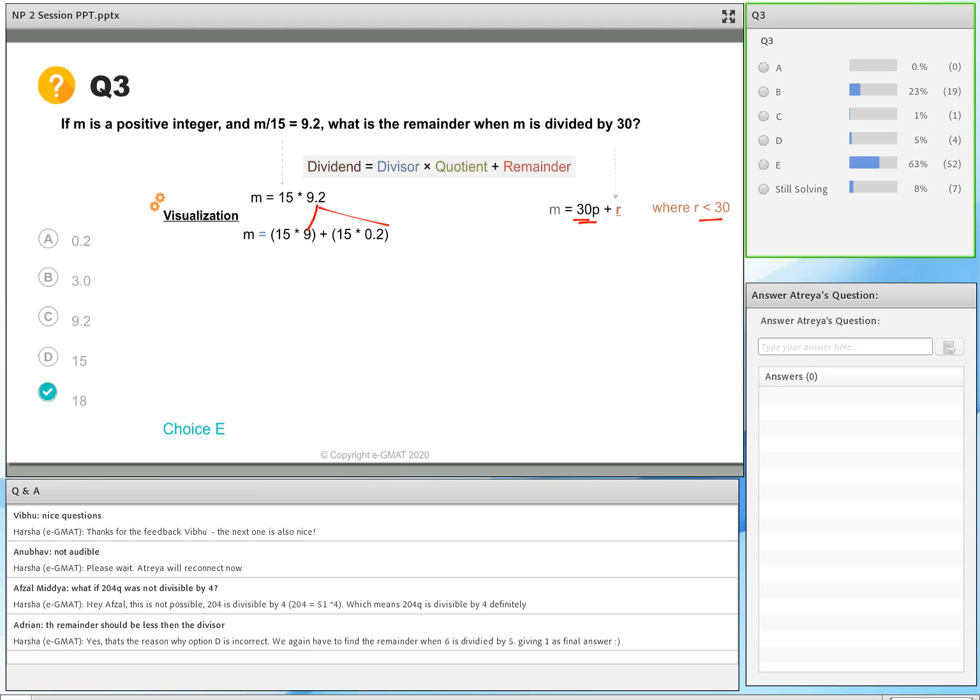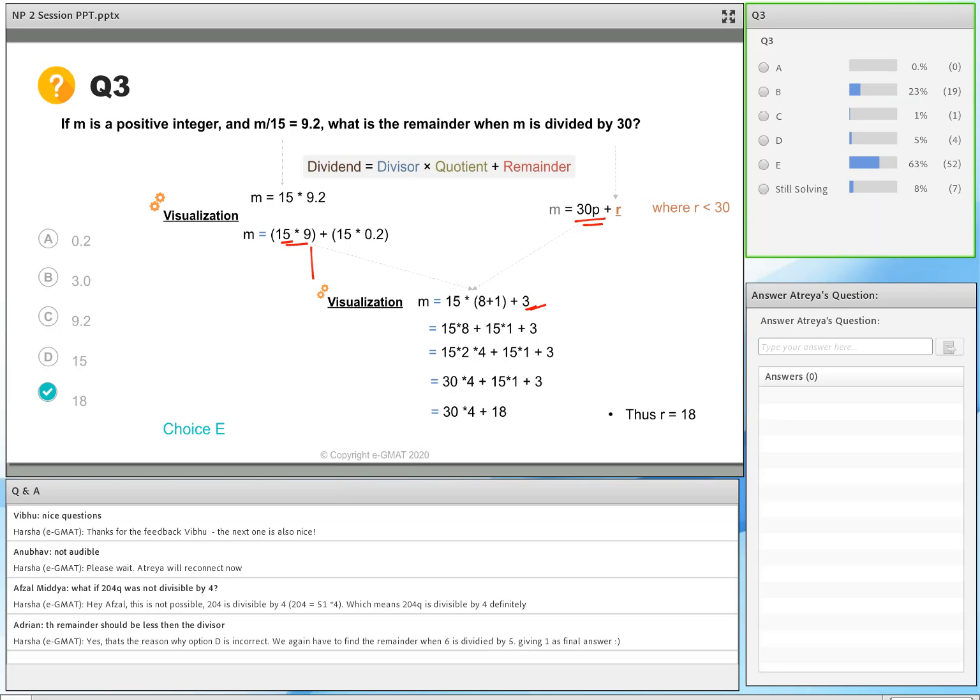So M is equal to 15 times 9 plus 15 times 0.2. What is the value of 15 times 0.2? It's equal to 3, right? I have a 3 over here. But then I have a 15 times 9. I need to convert this 15 into a 30. How do I do that? I need a 2. But how do I get a 2 from 9? Because this is not an even number. So I break this into an even number. So I break 9 into 8 plus 1.